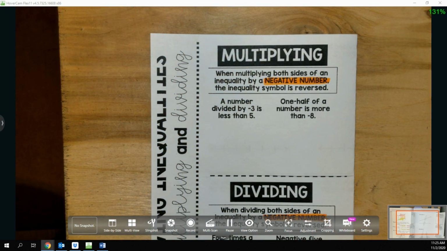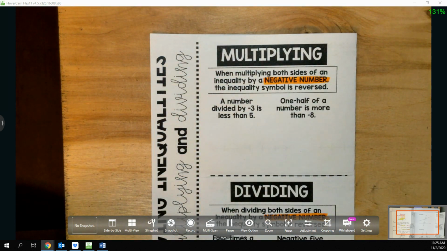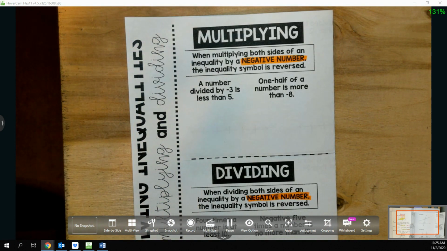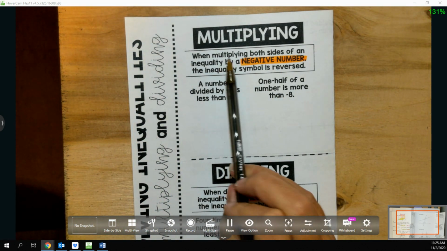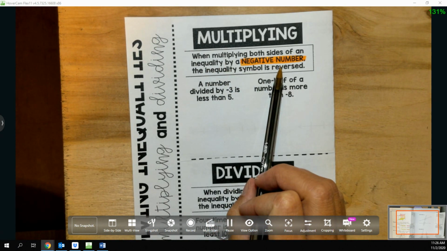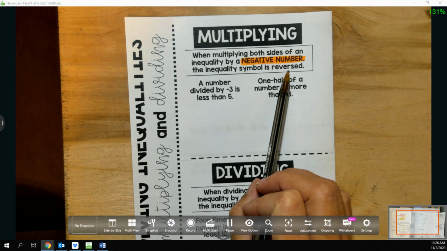All right, guys, so we are going to finish up our notes, and then remember you have another short video after this. So the multiplying and dividing ones are super important. We talked about really briefly at the end of the hour, when we are multiplying both sides of an inequality by a negative number, then we have to reverse our inequality.